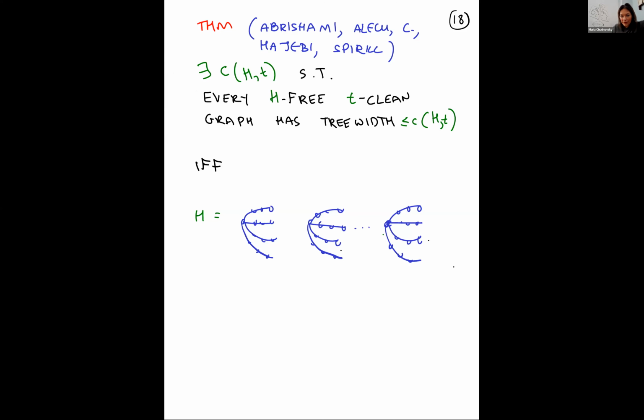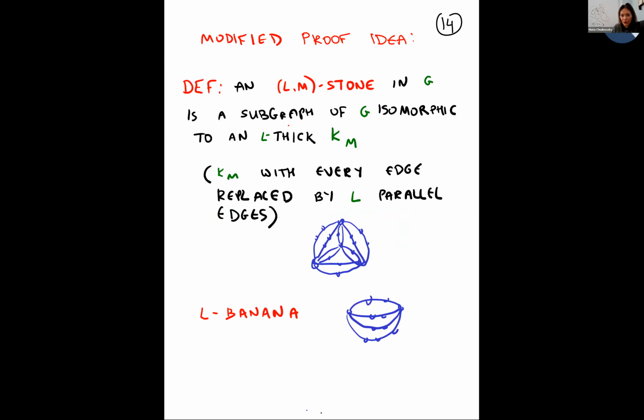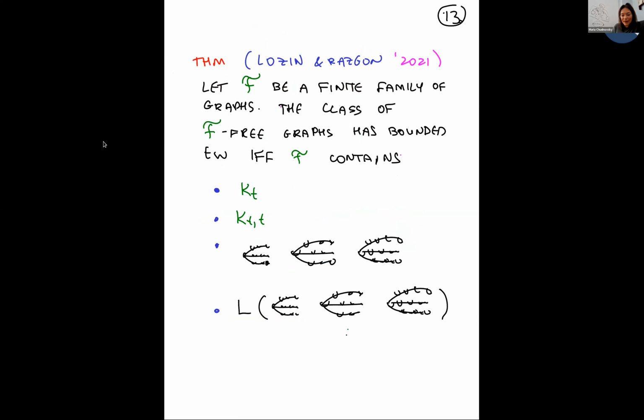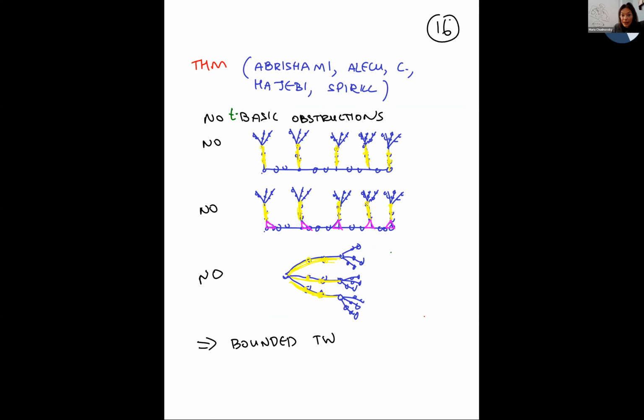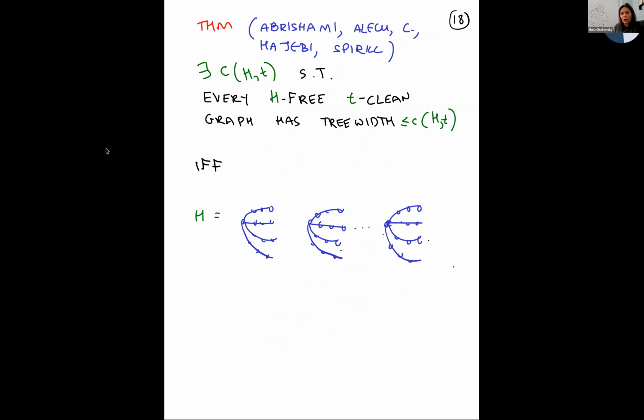So remember, Lozin and Rautenbach said, for a finite family, it's K_t, K_{t,t}, this and that. For us, remember, we already made our graph T-clean. So there's no this, there's no that, there's no subdivided wall, there's no line graph of the subdivided wall. And then as soon as you exclude any graph, each of whose components is a subdivided star, the tree width is bounded.